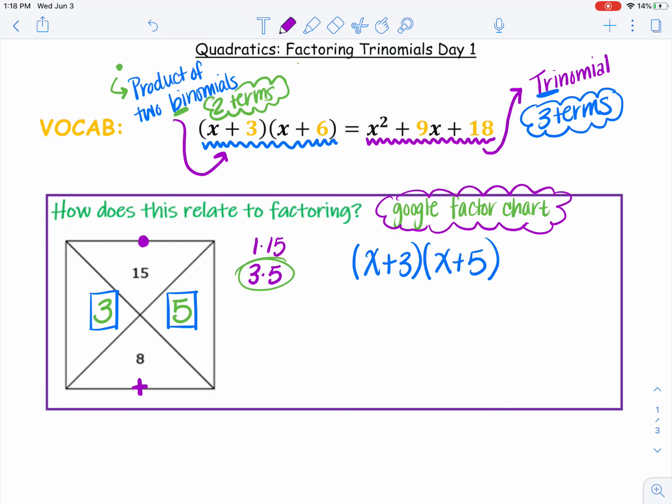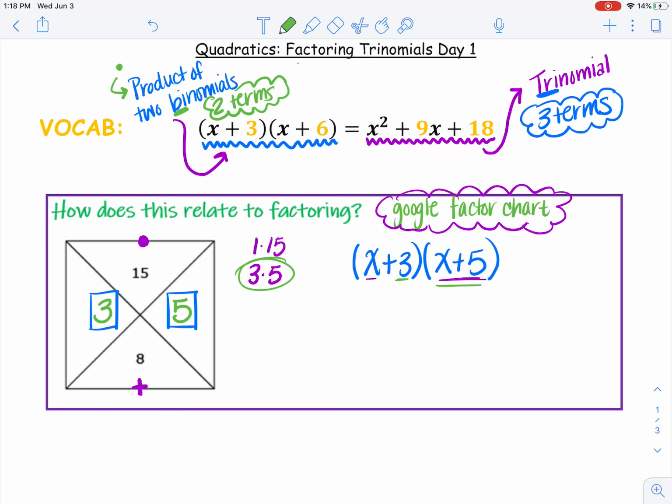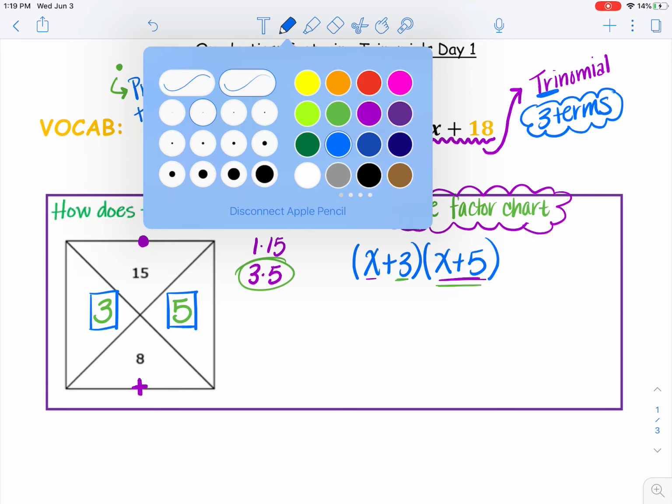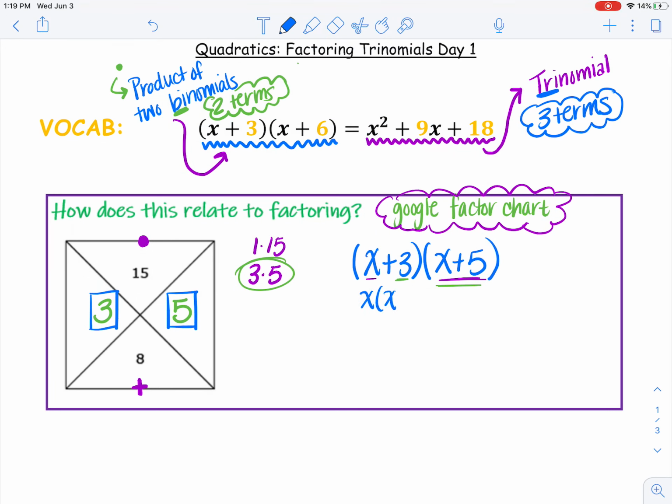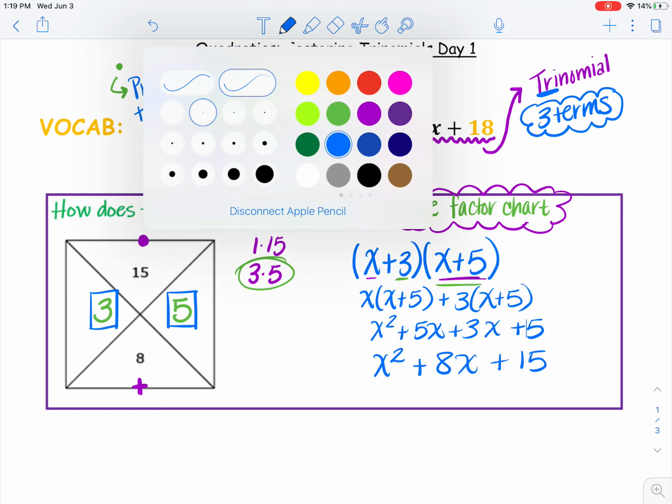And remember last week we used the distributive property to make trinomials from two binomials. And we did that by taking everything that was in the first binomial and multiplying it by everything that was in the second binomial. Okay, and then we used the distributive property. And after we used the distributive property, we combined like terms, which happened to be in the middle. And if I did that with this problem, I would end up with x squared plus 8x plus 15.